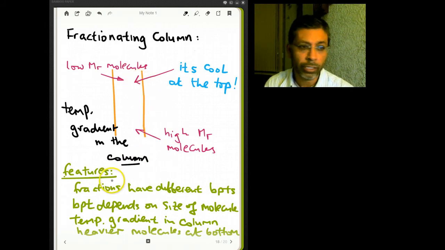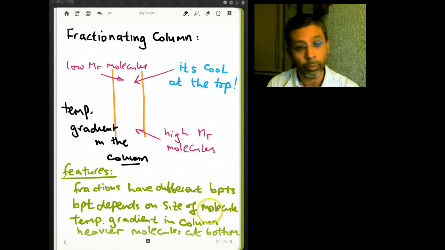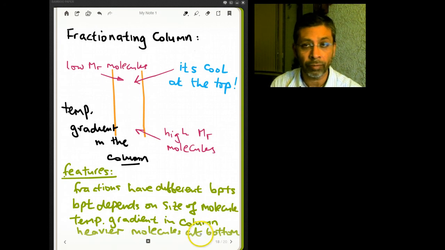Right, features of fractional distillation. Again, these are important points for your exam. The first thing, fractions have different boiling points, 1 mark. Boiling point depends on the size of the molecule. The bigger the size of the molecule, the higher the boiling point. Temperature gradient in the column, mention that as another mark. And then heavier molecules at the bottom. That's the higher molecular mass molecules at the bottom of the fractionating column, and that's another mark.